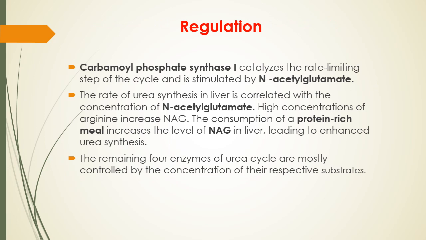Regulation. Carbamoyl phosphate synthase 1 catalyzes the rate limiting step of the cycle and is stimulated by N-acetyl glutamate, and the rate of urea synthesis in liver is correlated with the concentration of N-acetyl glutamate. The remaining four enzymes of the urea cycle are mostly controlled by the concentration of their respective substrates.